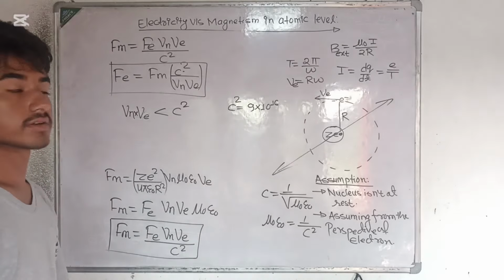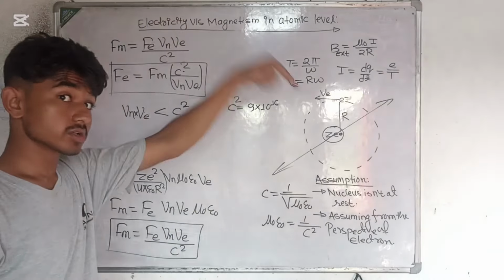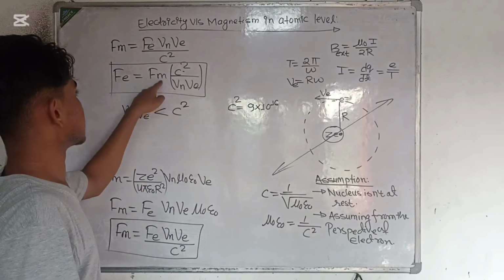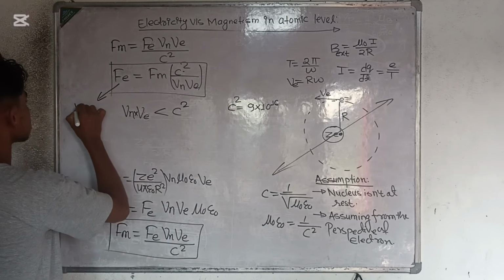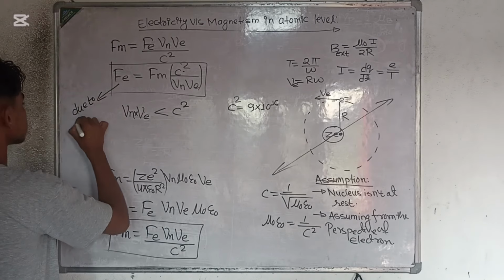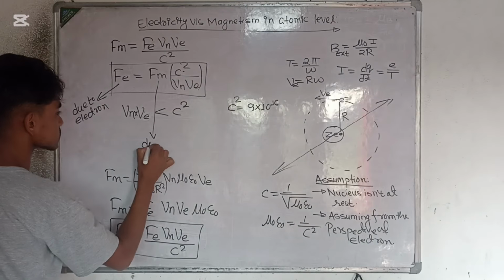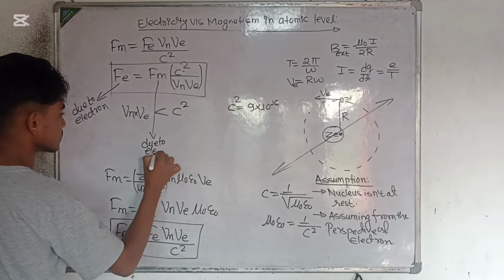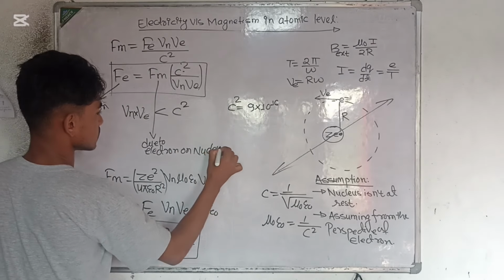This is the extraordinary term that makes the electrostatic force more dominating at the quantum level as compared to the magnetic force. So this is the electrostatic force due to the electron, and this is the magnetic force due to the electron on the nucleus, right? On the nucleus.